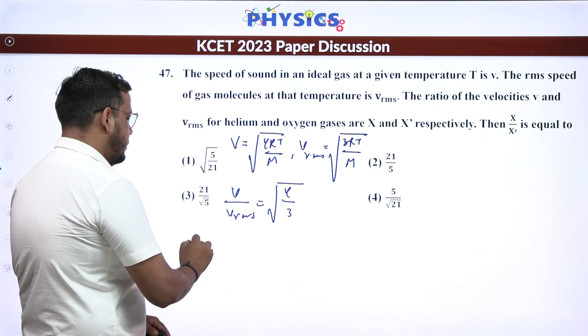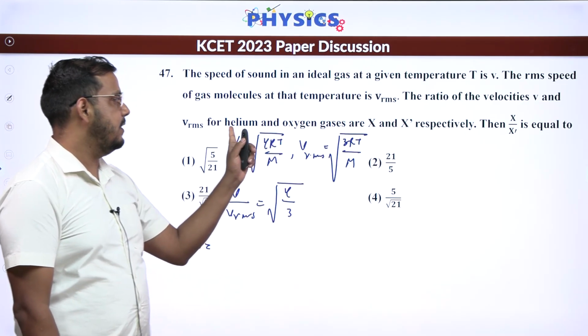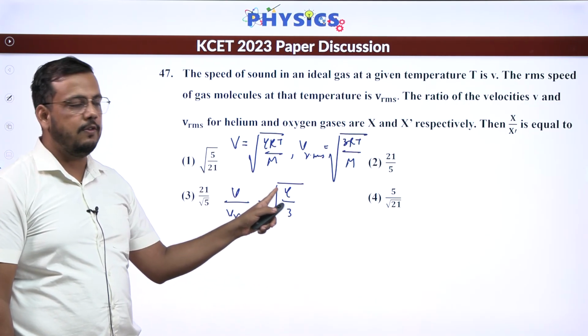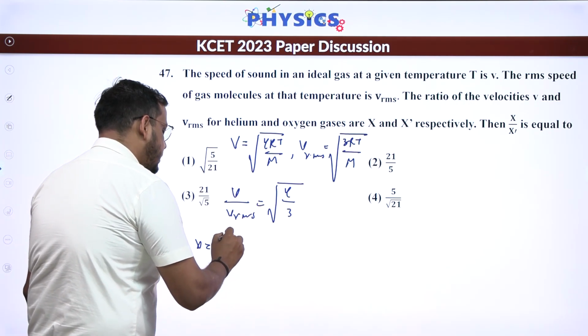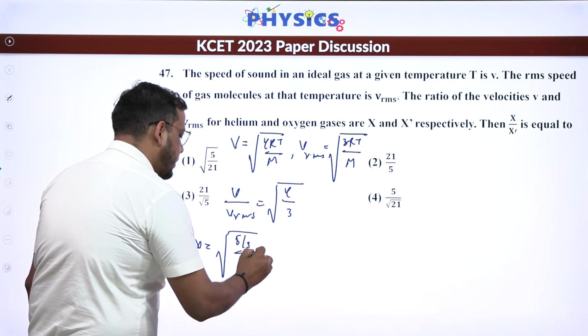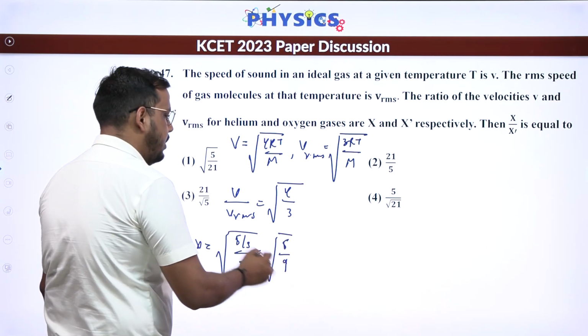Now this ratio, first we have to write for the X. X is for the helium gas. Now helium gas is monoatomic. For the monoatomic, gamma value is 5 by 3. So what we will get here? 5 by 3 by 3. So it is under root 5 by 9. That is the value of X.